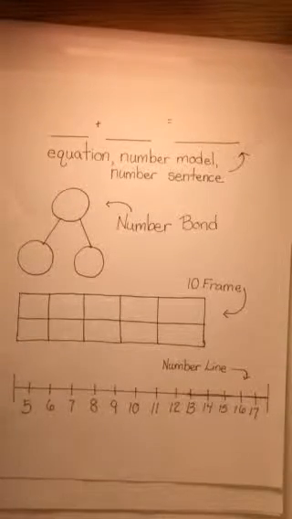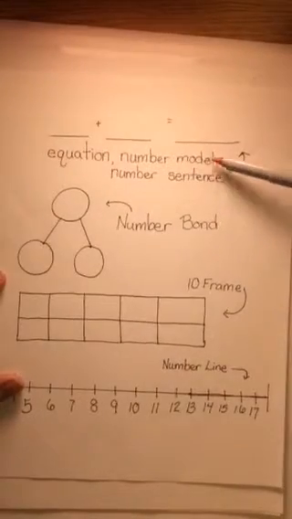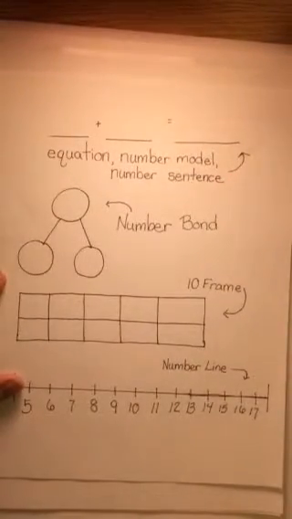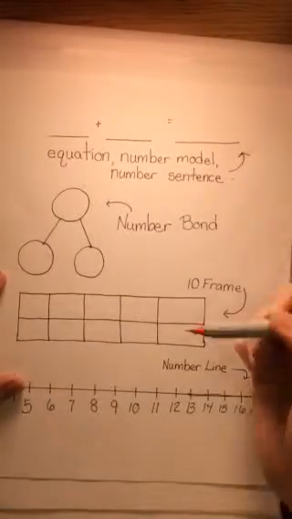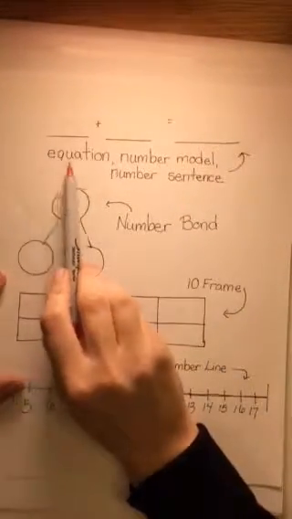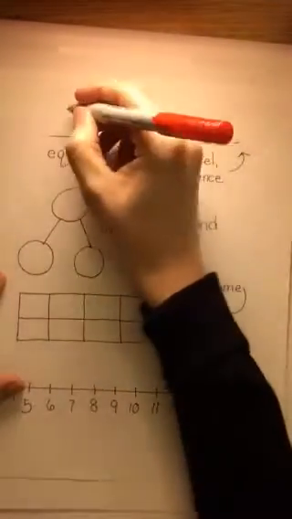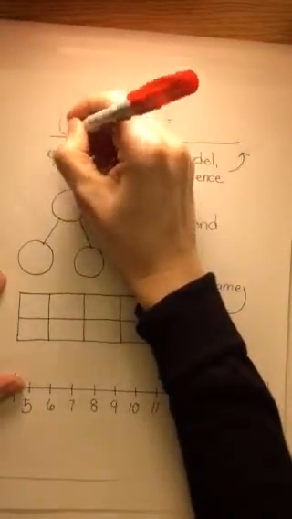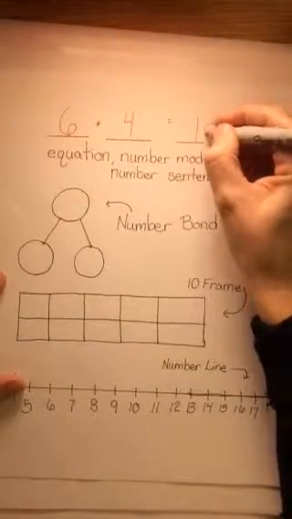So I'm going to start out with one of our vocabulary groupings, and that's equation, number bundle, and number sentence. We use these phrases interchangeably throughout the year, and the word that we know most is equation. So I'm going to write an equation in our blanks above. 6 plus 4 equals 10.